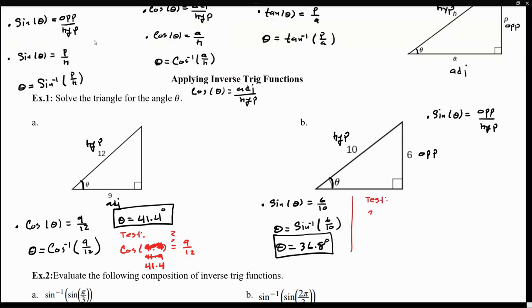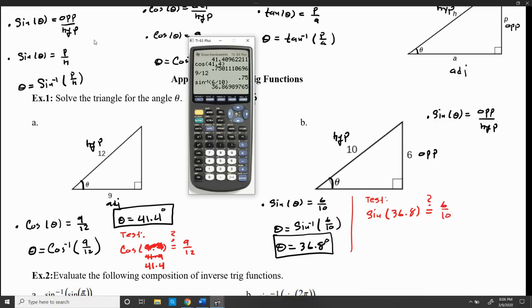Now, is it true that if I take the sine of 36.8, that's equivalent to 6 over 10? I don't know. Let's find out. Let's take the sine of 36.8. That's 0.59. And 6 over 10. Yeah, pretty close. 0.599 is close to 0.6, so we're just going to say it's true because it's an approximation.